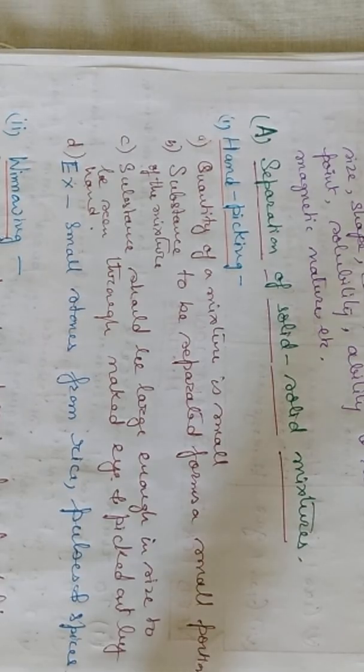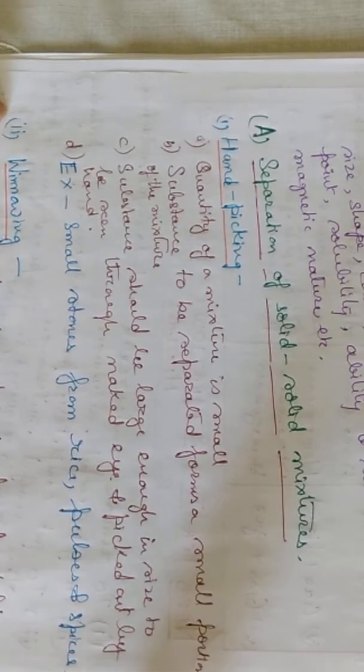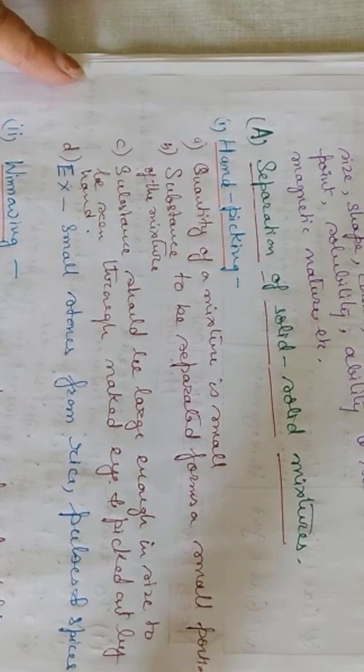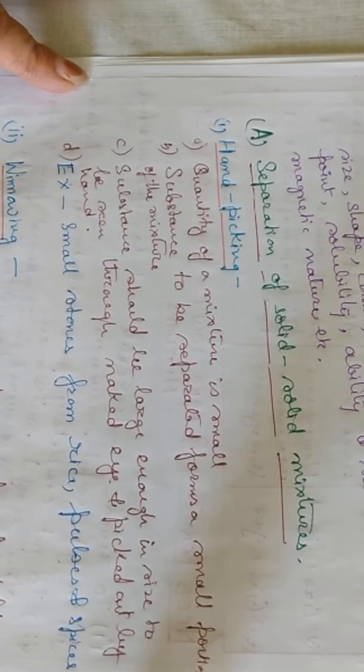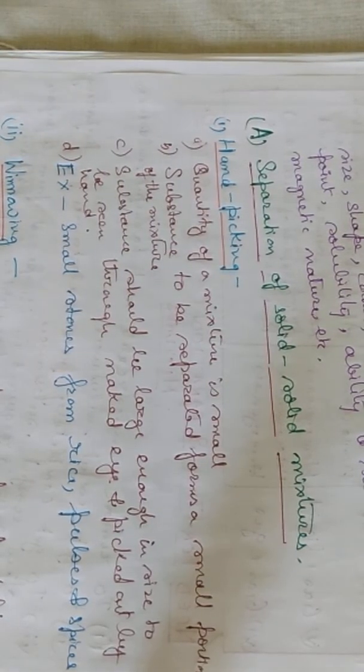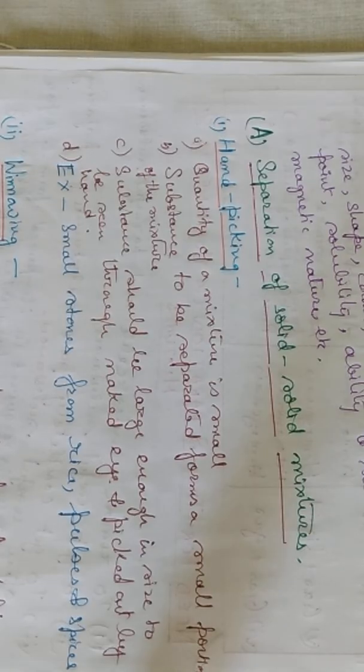This quantity is small. The substances to be separated form a small portion of the mixture. Then substances should be large enough in size to be seen through the naked eye and picked out by the hand. So the substances which are to be separated should also be large in size so that we can see them and they can be easily picked up, like the small stones which are present in the rice, pulses or any spices.